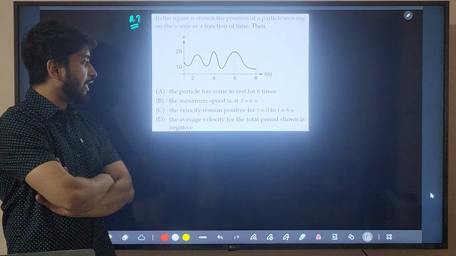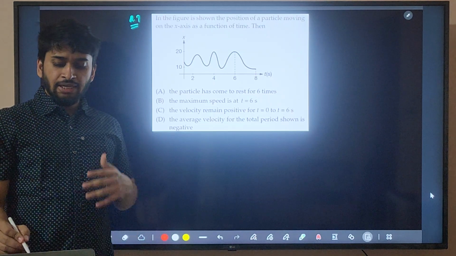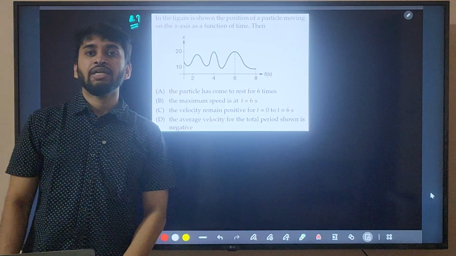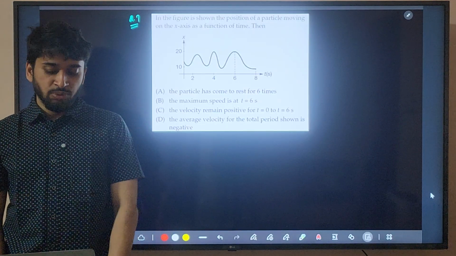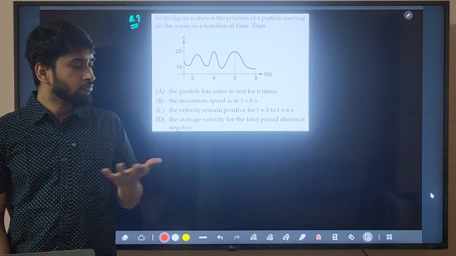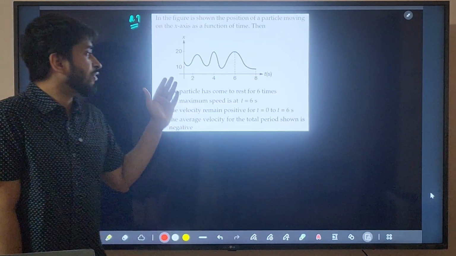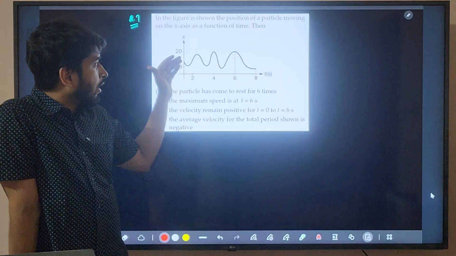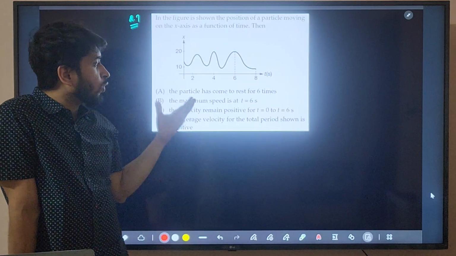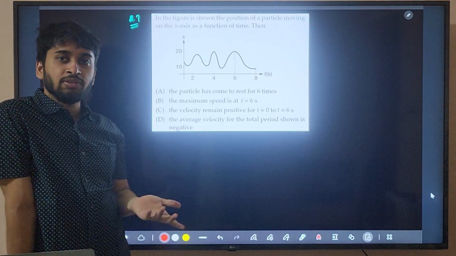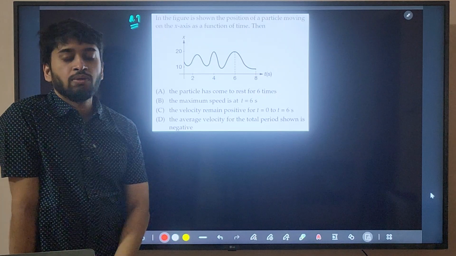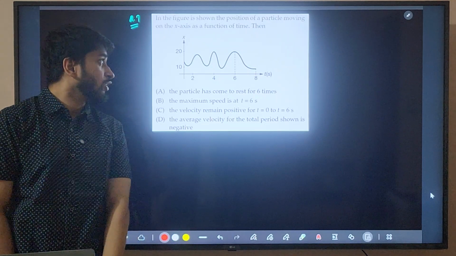Option A says the particle has come to rest 6 times. So according to this position time graph, the particle has come to rest 6 times during its motion. Is it correct or wrong? Now, how do we figure that out? At whichever point the slope of the graph is 0, at that particular instant the velocity will be 0, because the slope of a position time graph gives velocity. So at whichever point the slope is 0, velocity will be 0, right?